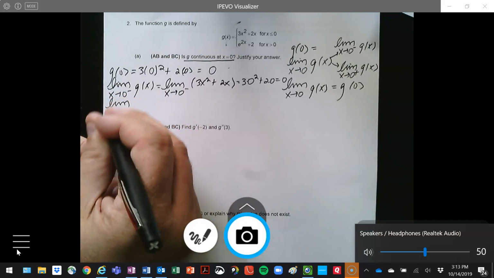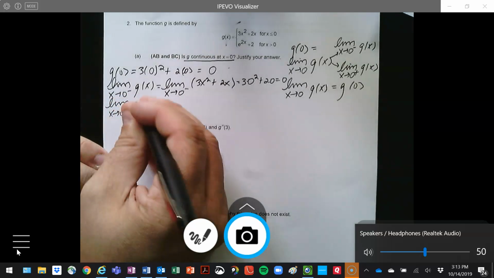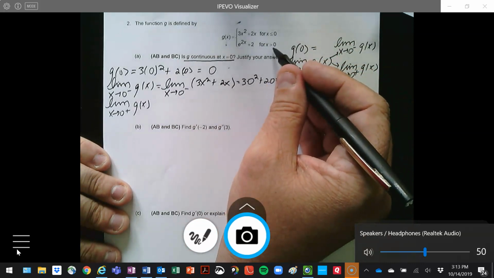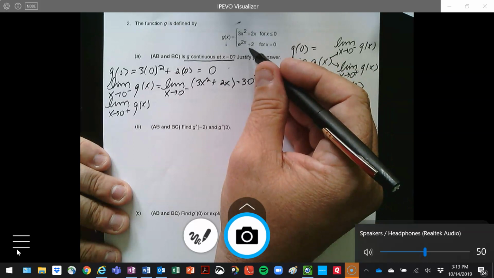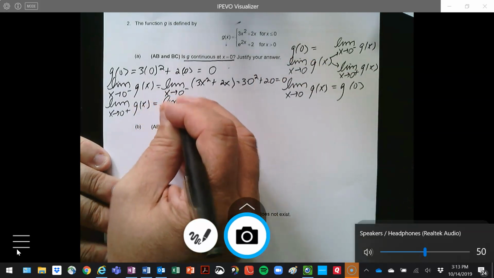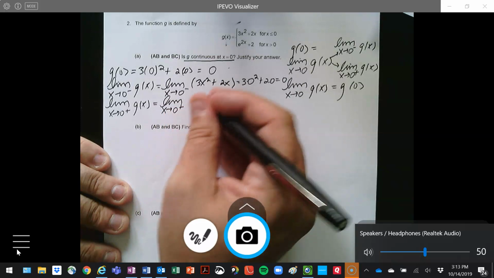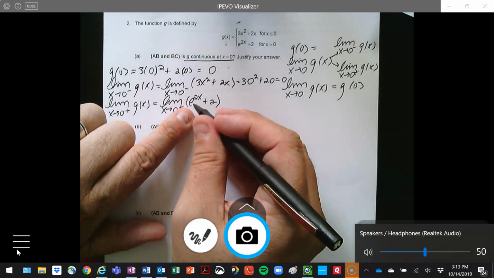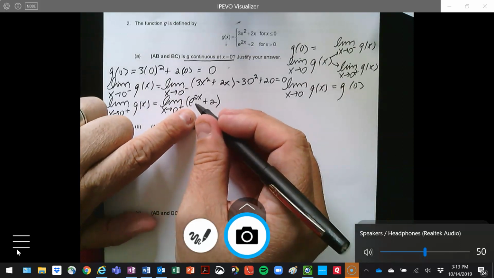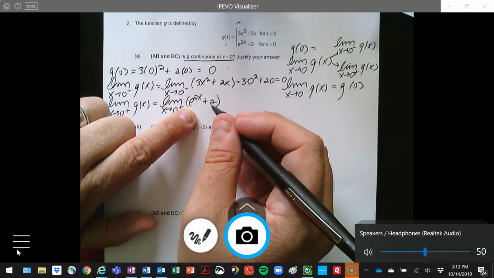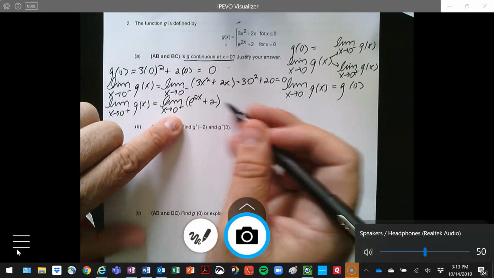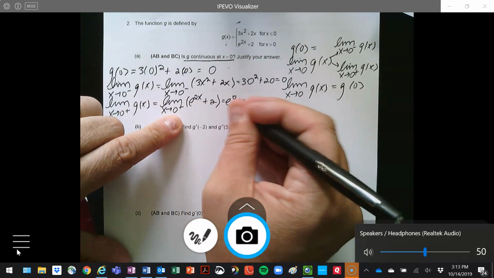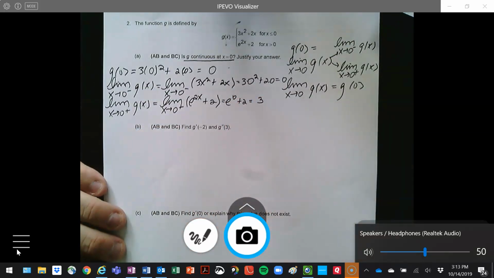Now let's look at the limit as x approaches 0 from the right. If I'm approaching 0 from the right, those are values of x greater than 0. I use the next function. So, limit as x approaches 0 from the right of e to the 2x plus 2. Well, e to the 2x is a continuous function. Adding 2 to it maintains its continuity. So I can evaluate the limit by simply plugging in. I get e to the 0 plus 2. That's 1 plus 2, which is 3.